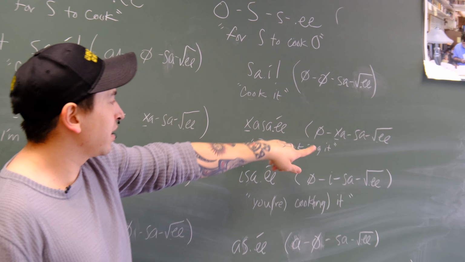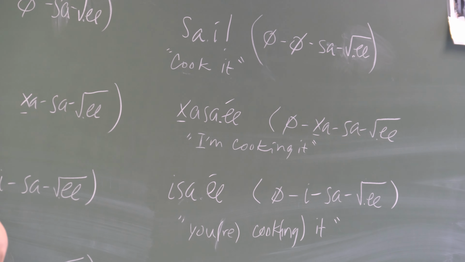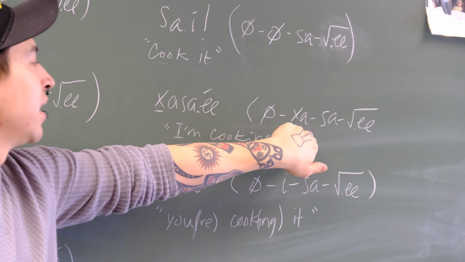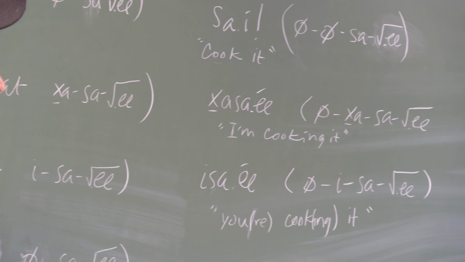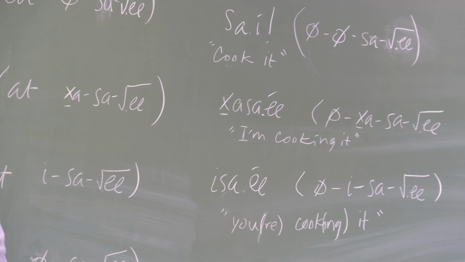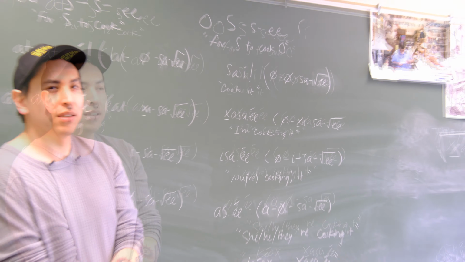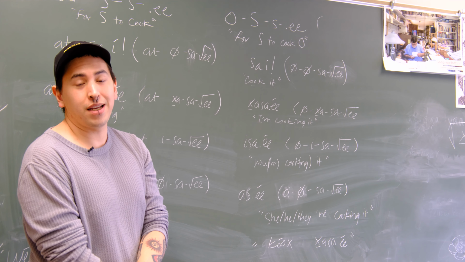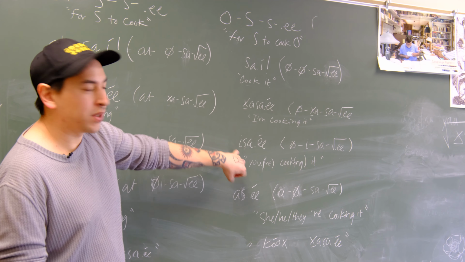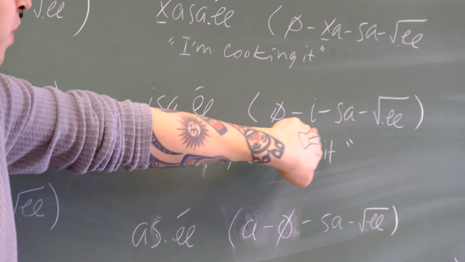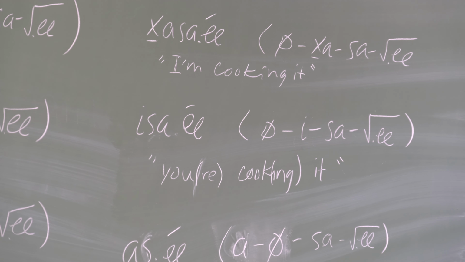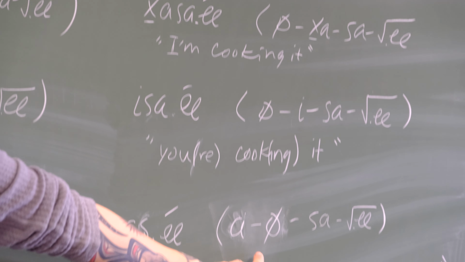We're going to go again now, and we're going to change the subject pronoun again. So notice there's a zero object pronoun and a xa subject pronoun. So sa.ée, I'm cooking it. You could say, sa.ée, I'm cooking an egg. And then we'll go down to this one. We're changing the subject pronoun again. Isa.ée, you're cooking it.